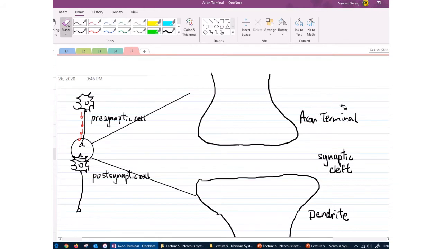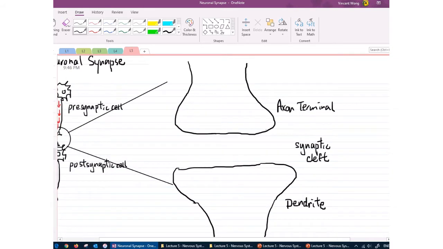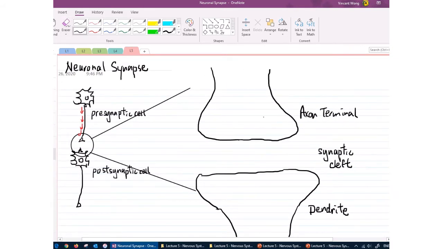So together, the axon terminal, the synaptic cleft, and the dendrite make up a synapse. So here we have a neuronal synapse. Okay, that's the title of the note. Now there are other types of synapses. There is the neuromuscular junction, or synapse. That's a connection between a neuron and a muscle. But now we're just going to be looking at the connection between a neuron and another neuron.